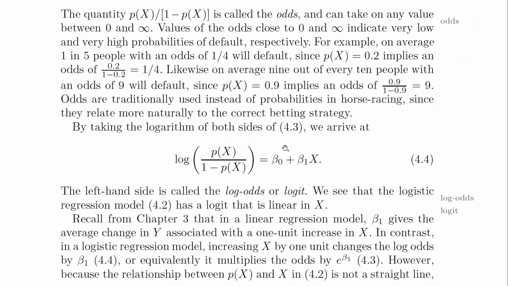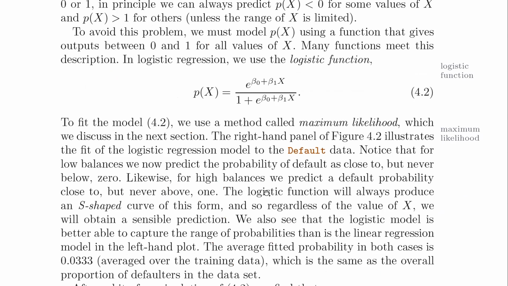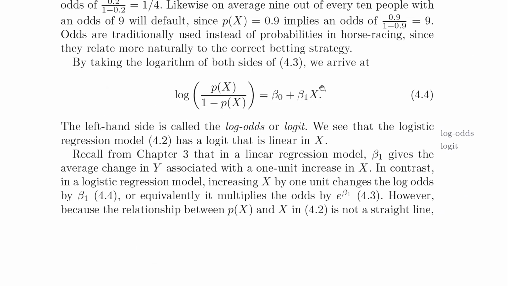By taking the logarithm of both sides, we arrive at this. The left-hand side is called the log odds, or the logit. We see that the logistic regression model has a logit that is linear in X. This is equation 4.2, and it's what we've been using this whole time. It just means that the logit is linear in X, meaning if you had to plot this against this, the red against the red, it would be a linear relationship. That's all we're saying.